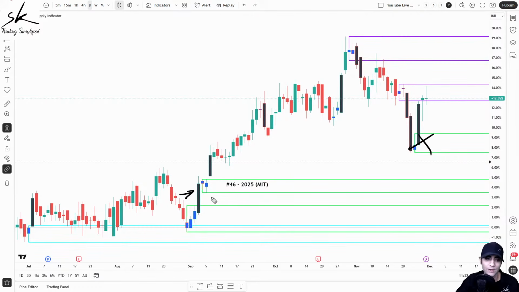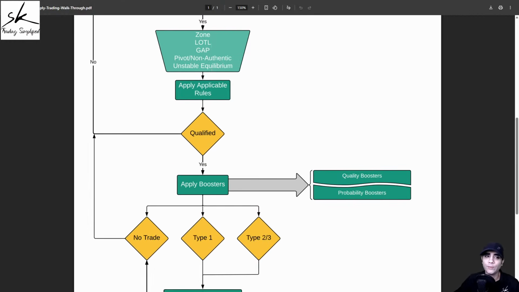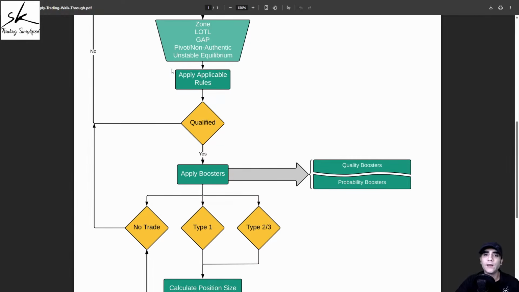The next area of demand is right here, which is the rally-based rally. So let's draw this demand zone. All right, so my step number 3 was to identify a zone on the lower time frame. We have identified the zone. So my step 3, identify zone, is complete. Do we have a zone available? The answer is yes. So now that we know we have a zone available, we can't trade these zones blindly.